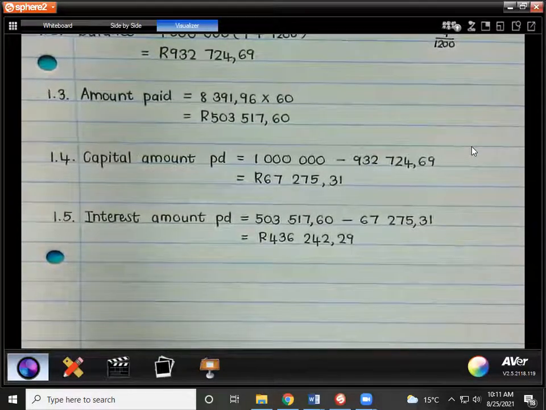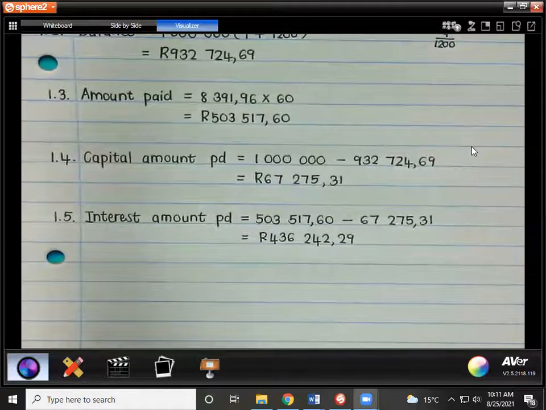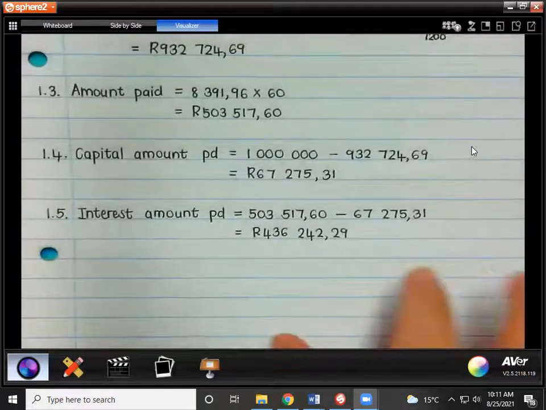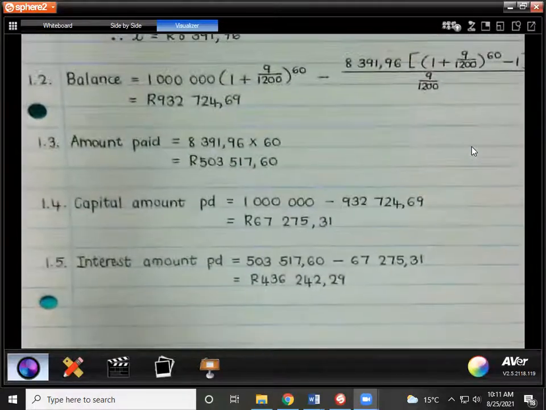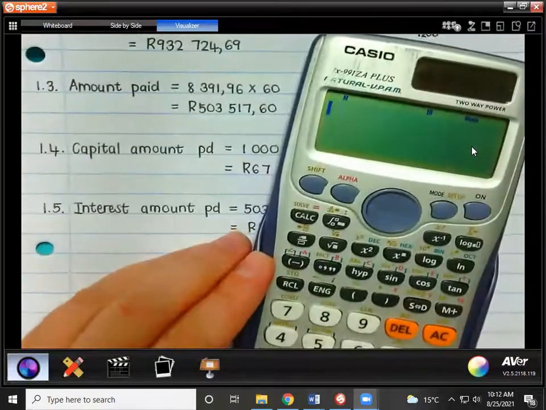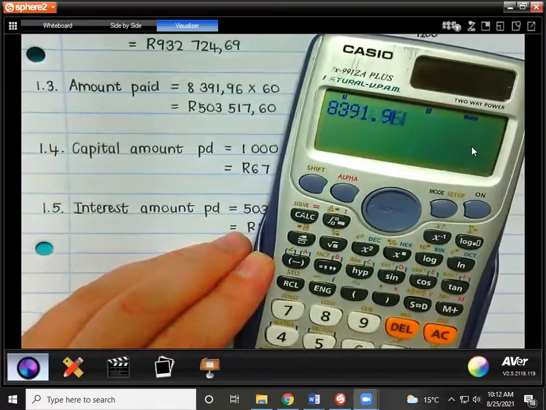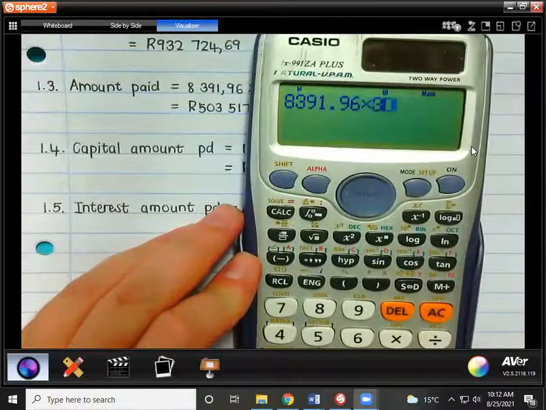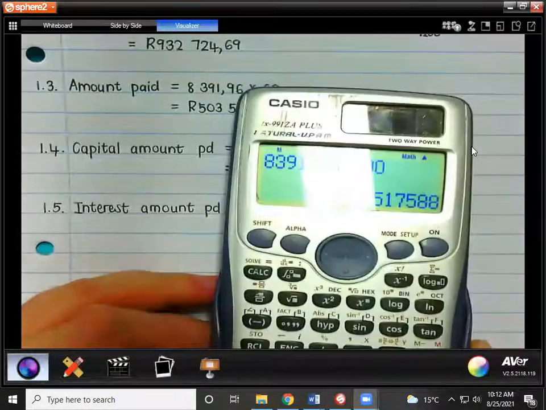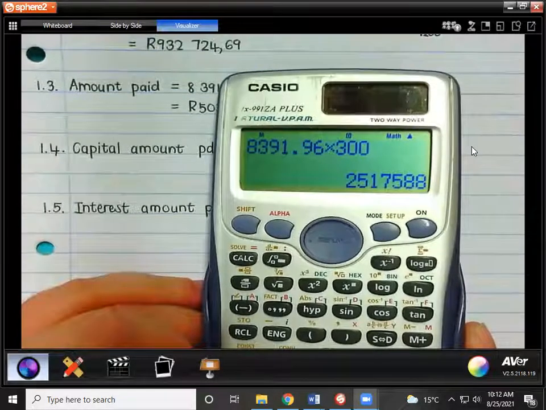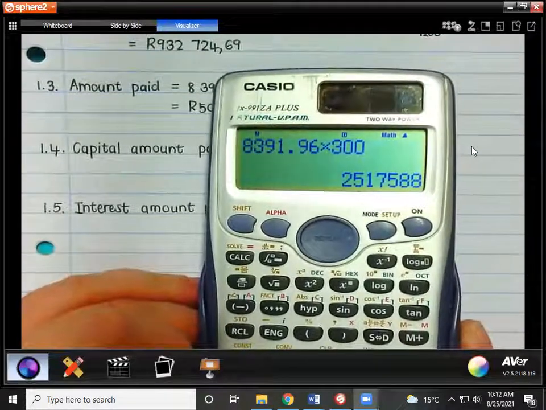So let's just quickly do that calculation. Where's my calculator? I'm curious. I don't know where my actual one is. Oh, there. All right, let's quickly do that. 8,391.96 times, what's 25 times 12 again? 300. 2.5 million. So that is actually what is being paid back on a 1 million Rand loan.